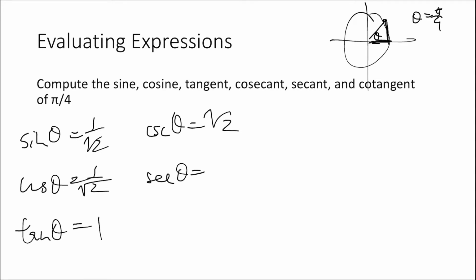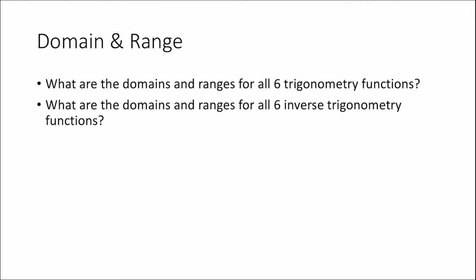Secant theta is 1 over cosine theta, it's also root 2. And cotangent theta, which is just the opposite of tan, it's 1 over tan theta, which is 1. So this was pretty simple. Next, we have domain and range.